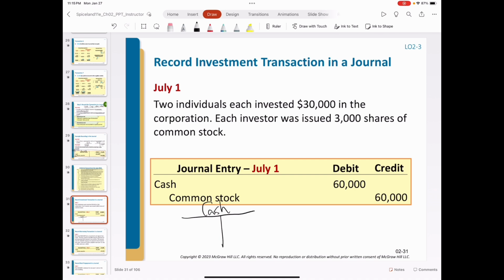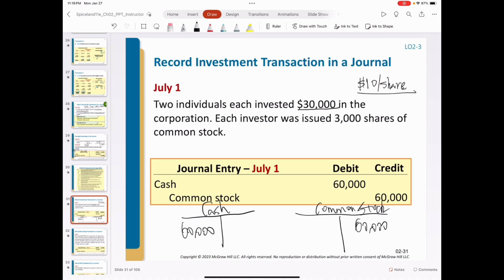Based on the description, we know the 2 accounts that are affected, cash and common stock, because of the issuance of common stock. The amount contributed by each individual was $30,000, while the share is 3,000 shares for each. The stock price is $10 per share. So we are going to credit common stock, which is an account of stockholders' equity, while cash increased $60,000, equity increased $60,000.